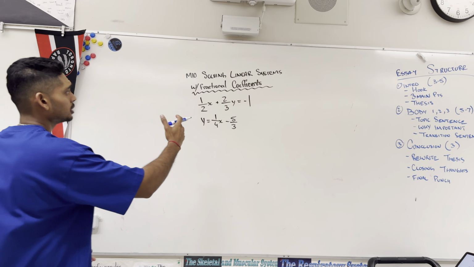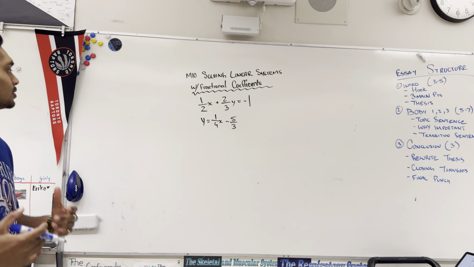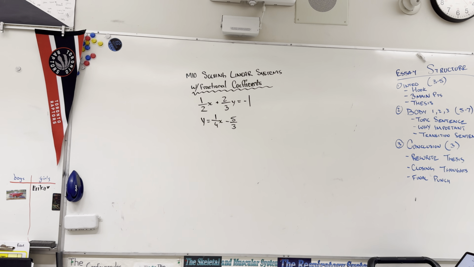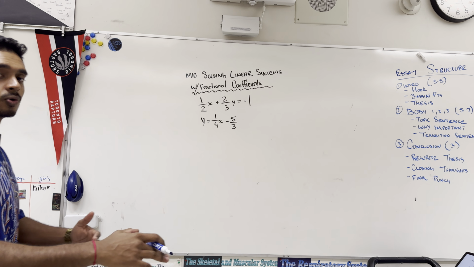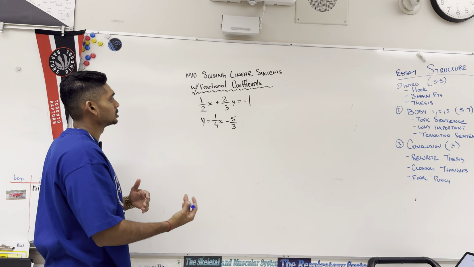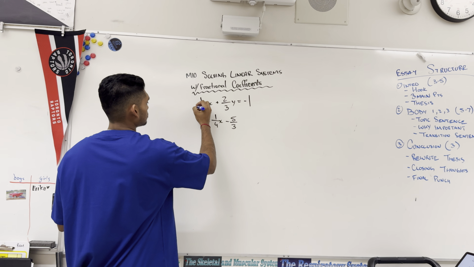Okay, now we're solving linear systems, but man, these teachers, man, they keep giving us crazy stuff with fractional coefficients. What the heck? How am I going to solve this? This is too crazy. Don't worry, Mr. Ram's got you. Check it out. 2 and 3. It's a fraction. Let's get rid of the fraction. What's the GCF? Greatest common factor. Times it by 6, yeah?